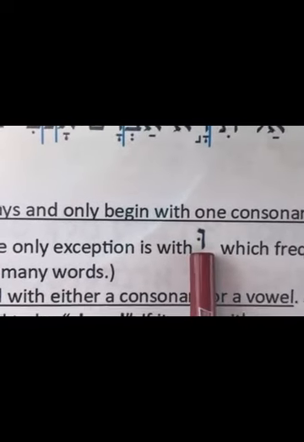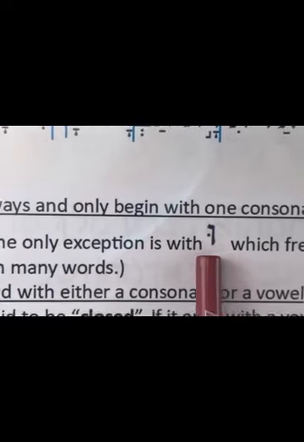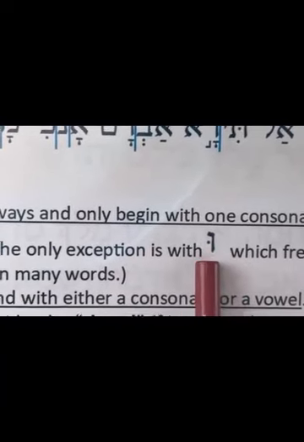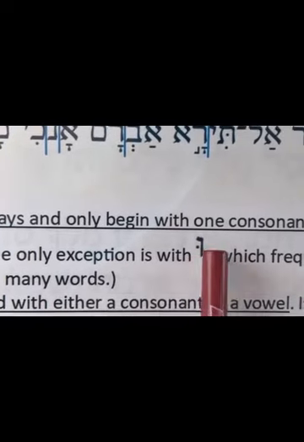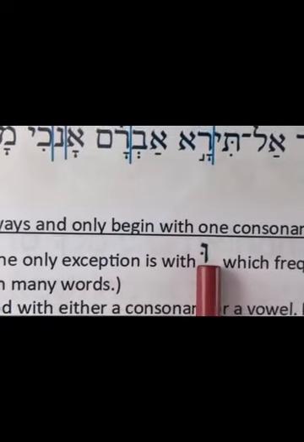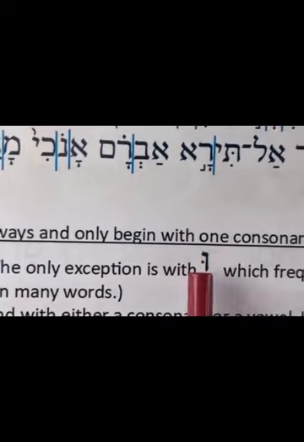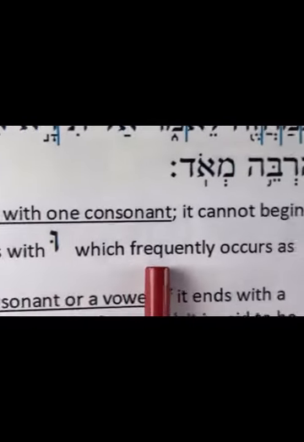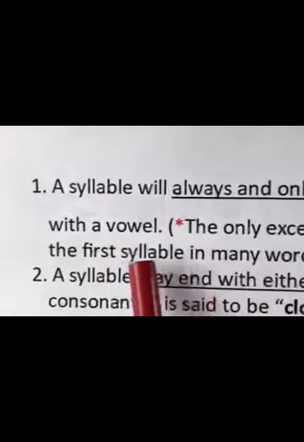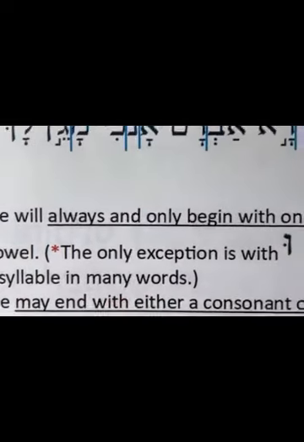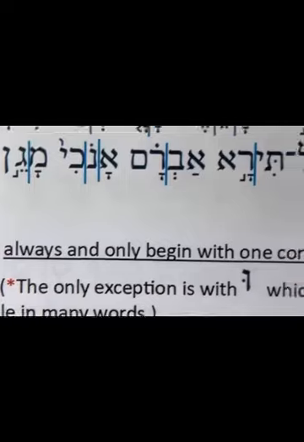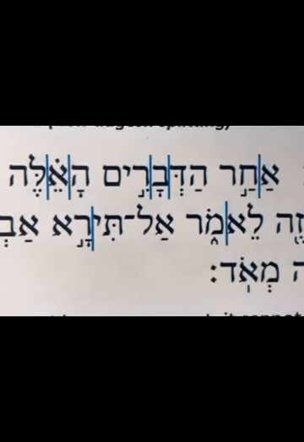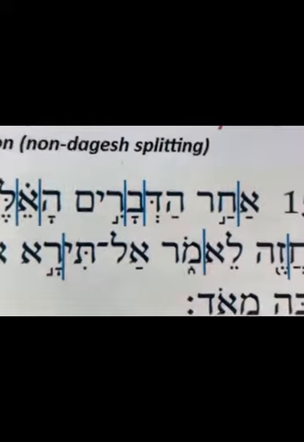There are some words that begin with a shurek, because in Hebrew many of the pesukim, the verses, begin with the word "and", and that's how many words would begin. If the vav doesn't have a shva underneath it, it would actually be a shurek in some cases. So that is an exception, and it frequently occurs as the first syllable in many words, though in the pasuk we're looking at today, you'll not see that.